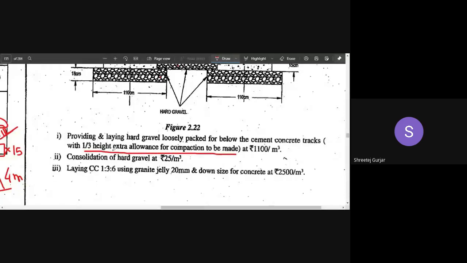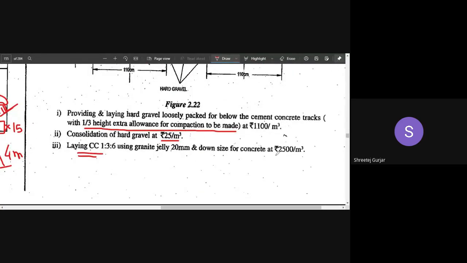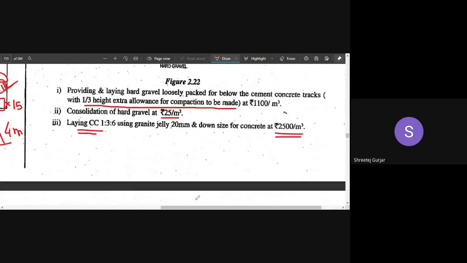So initially it was 18 plus 1/3, and it was later compacted to 18 centimeters. This is the rate they have provided for consolidation of hard gravel, and the laying rate they have provided for laying of cement concrete 1:3:6. This is your concrete. The laying rate they have provided is 2500 per meter cube. Moving on, let us look into the calculation.